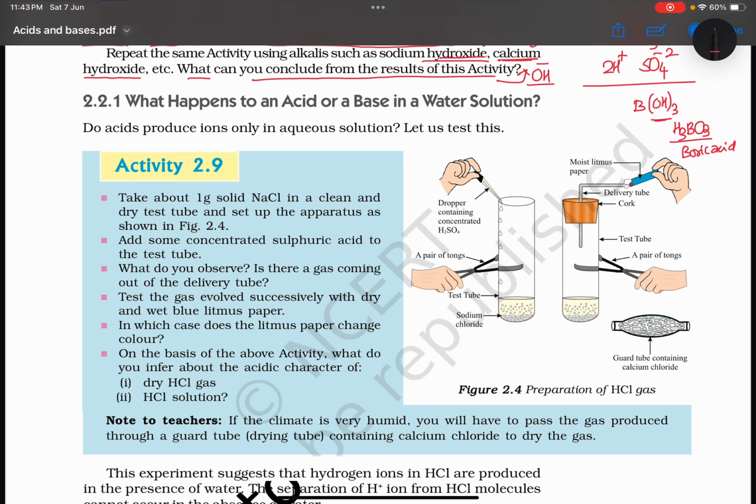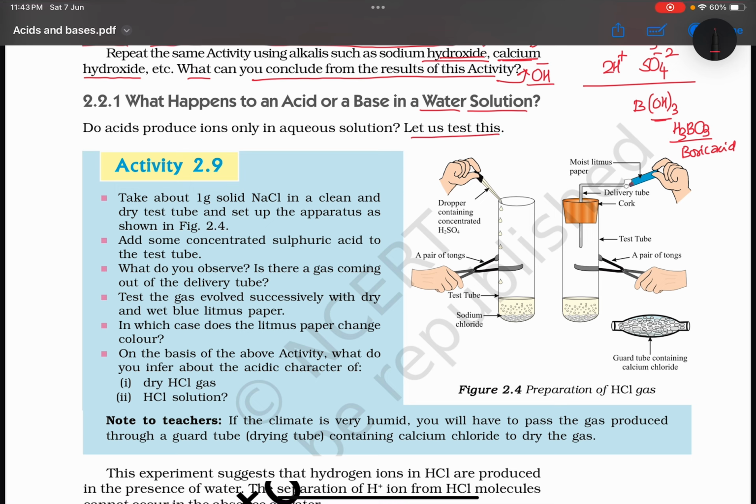2.2.1, what happens to an acid or a base in a water solution? Nothing will happen. What happens? It will become dilute. Strong, concentrated acid will become dilute acid. Strong concentrated base will become strong dilute base. Okay. Do acids produce ions only in aqueous solution?